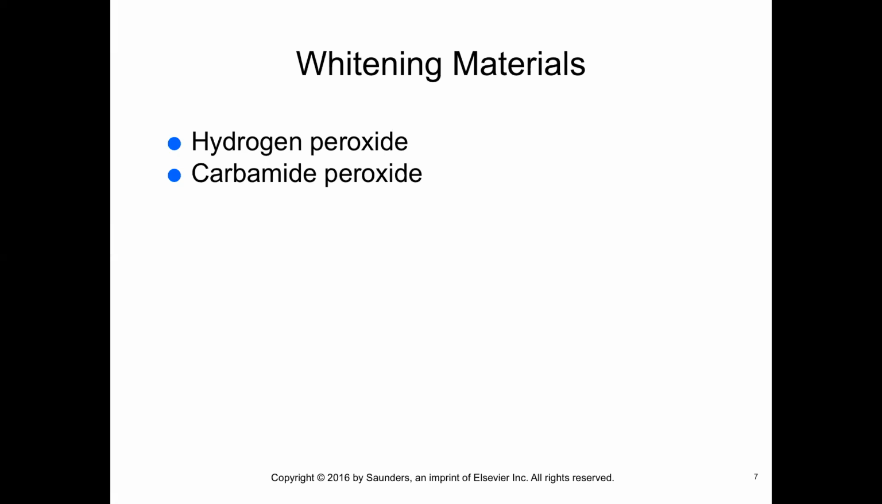Carbamide peroxide is a weaker oxidizing agent than hydrogen peroxide, and a 10% carbamide peroxide gel is equivalent to 3.5% hydrogen peroxide.